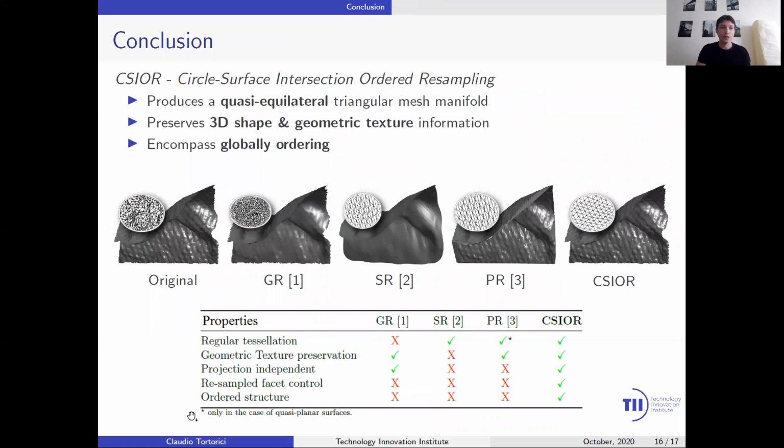So in conclusion, I presented CSIOR, which stands for Circle Surface Intersection Ordered Resampling, which is capable of producing quasi-equilateral triangular mesh manifolds, while also preserving the 3D shape and geometric texture information. And to the best of our knowledge, this is the first resampling algorithm that encompasses global ordering. Also, as you can see from the images here, CSIOR is the approach that provides the best trade-off between tessellation quality and geometric texture preservation.